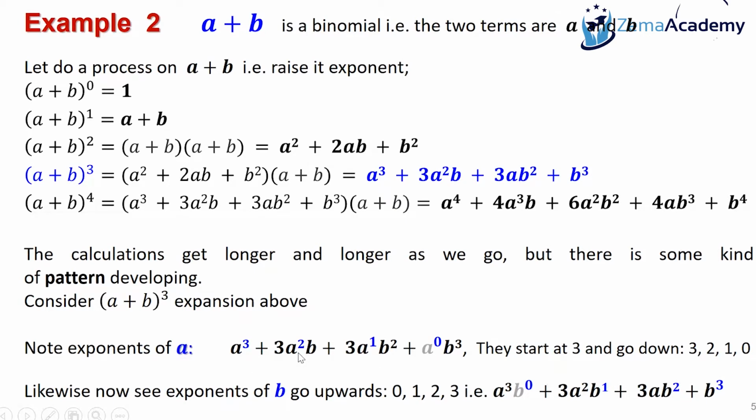Similarly, if you now focus on the same expression but look at b, when a is cube, it is b to the power 0. And because b to the power 0 is 1, it is just written as a cube plus 3a square b to the power 1. When it is written as b, you know that it has a power 1, plus 3ab square plus b cube. I hope this is clear.